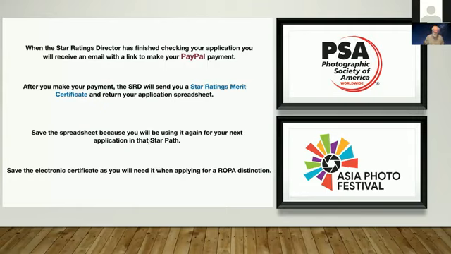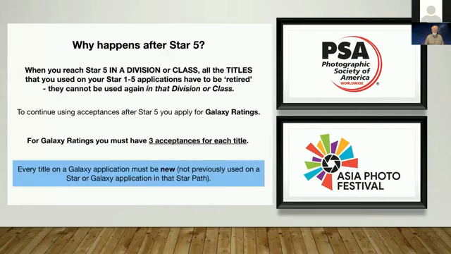There will be some things on the spreadsheet which the Star Ratings Director has checked, and they will lock those so they can't be changed anymore, but you add things to that spreadsheet. You add your new acceptances to that same spreadsheet when you're ready to apply for your next star rating, and again you send that off to the appropriate star ratings director. You will also get an electronic certificate that you can print out yourself to show that you've got the particular star rating. So that's the basic system.